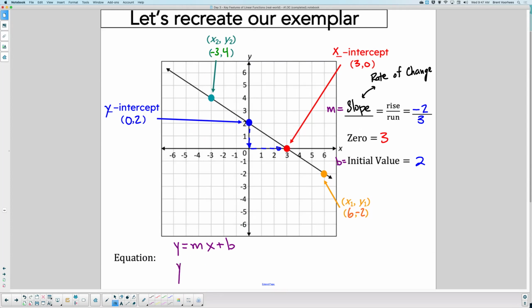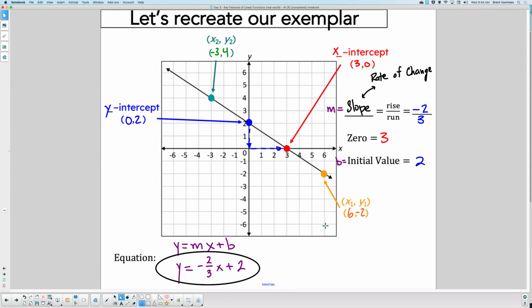So this equation would be y equals, what was our slope on this problem? -2 divided by 3. I'll put the negative out front. It doesn't matter. But the negative always goes with the top number, never with the bottom. x plus, and what was our b value? 2. That would be our equation right there. That equation, if we put it in the calculator, would create that same line for us.